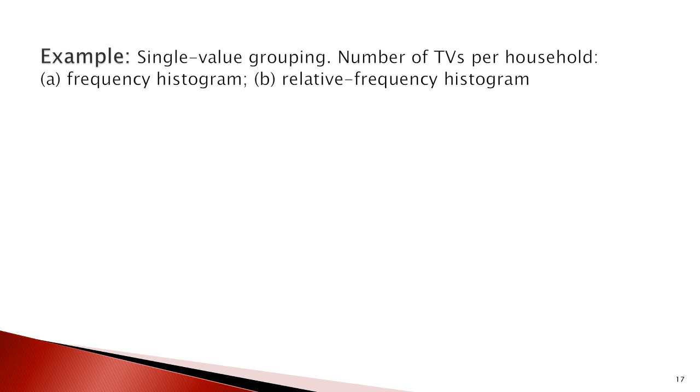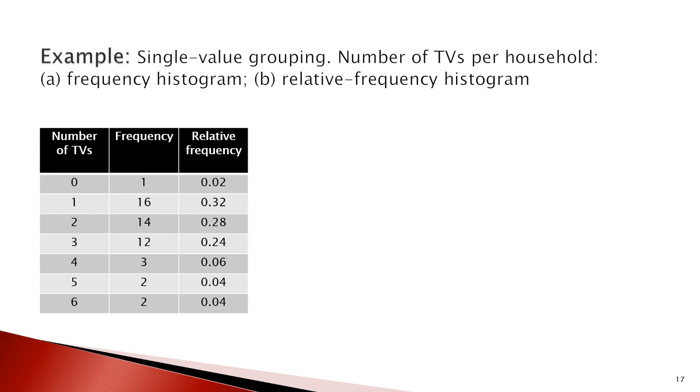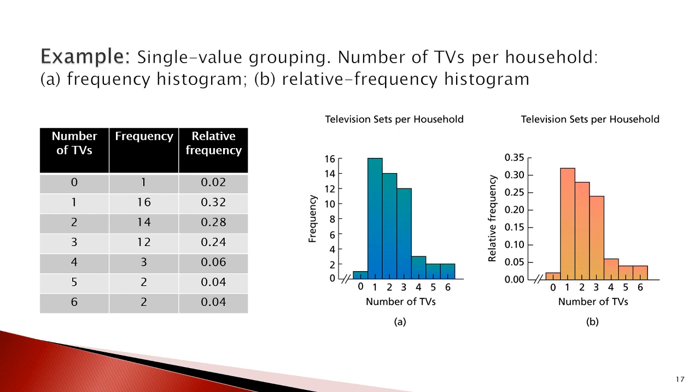To understand this procedure further, let's see an example. This is a continuation of the example that we have done for the single value grouping. We already obtained this table before when we were doing examples with single value grouping. So for part A, we need to get the frequency histogram. We need to draw a frequency histogram.